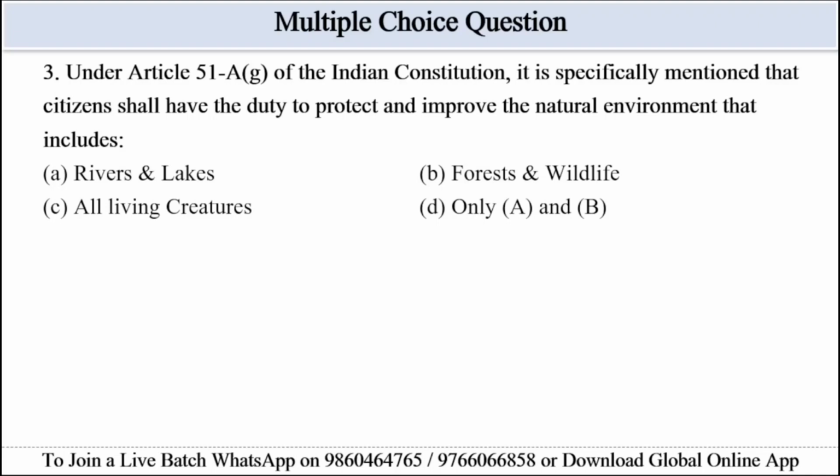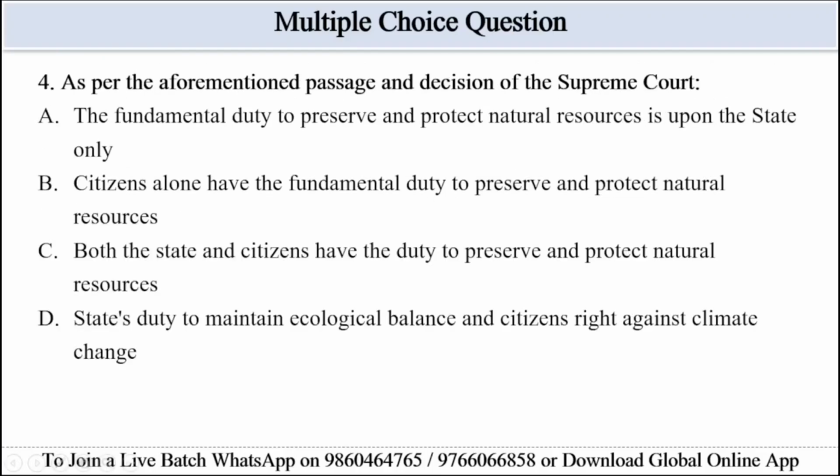So option A, rivers and lakes, is partial. Forest and wildlife is also partial. Here also only half is given. Option C is all living creatures, which is incomplete, and option D includes lakes, rivers, forest and wildlife, that matches the text. Only A and B will be the correct answer here. Let's move to the next question.